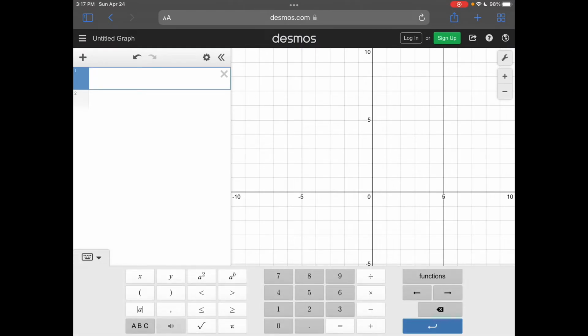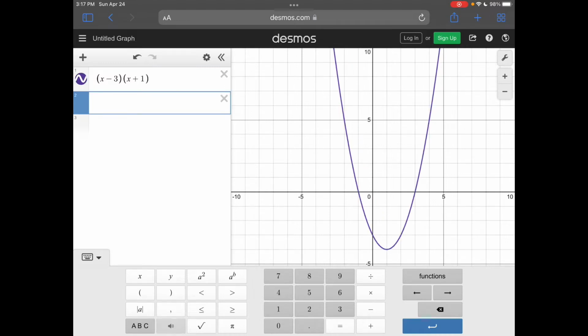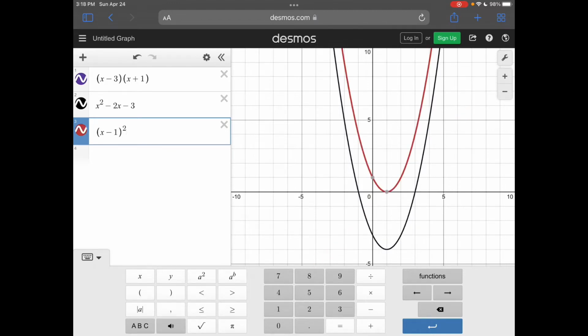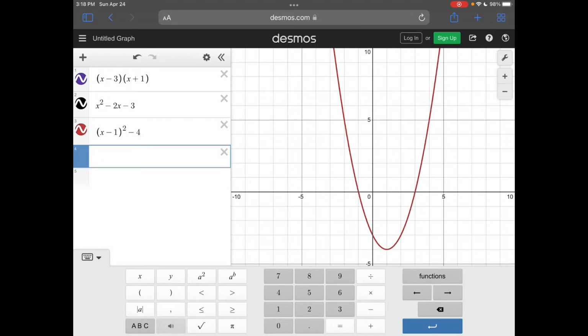four equations. So I have x minus 3 times x plus 1. For equation 2, I have x squared minus 2x minus 3. For equation 3, I have x minus 1 squared minus 4. And for equation 4, I have x squared minus 2x plus 1.